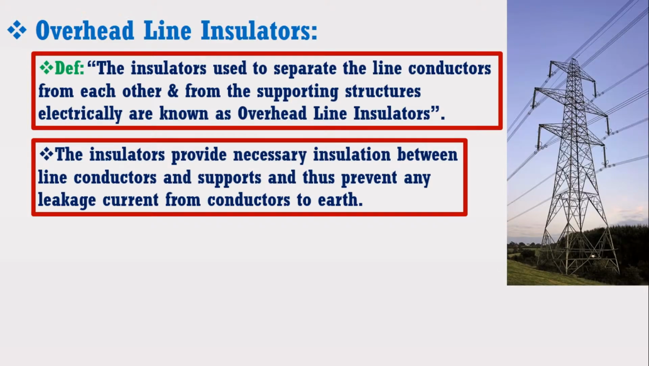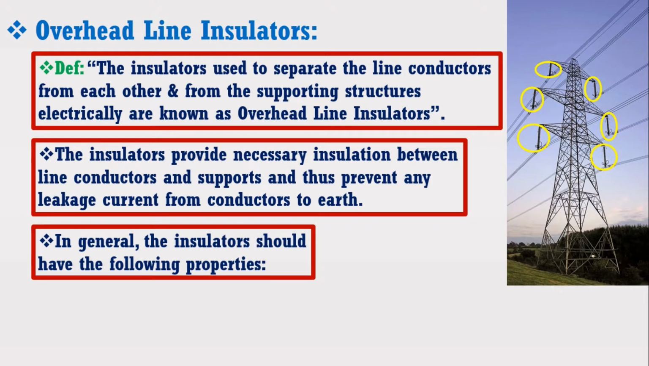Consider the figure which shows the steel tower. As we know that steel tower itself is a conductor. Furthermore, it carries the conductors too. If these conductors are directly connected with this tower, then a short circuit will occur. Therefore, in order to avoid this short circuit, insulators are used between the conductors and steel towers as shown in the figure. In general, the insulators should have the following desirable properties.